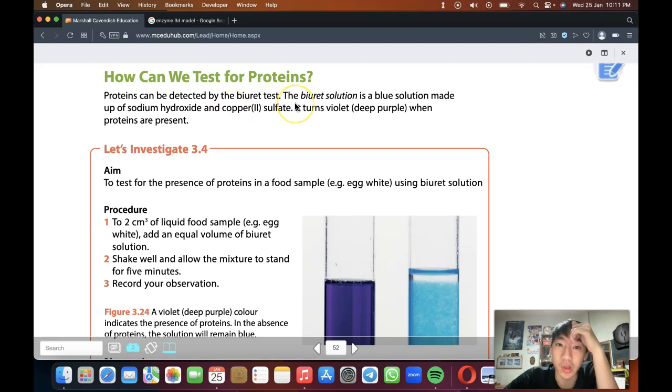The Biuret solution is a blue solution made up of sodium hydroxide and copper II sulfate. In different schools, some schools put it together already and give it to students, but in Juyin it is given separately. So this Biuret solution is actually two different liquids mixed together in specific amounts. You will see how to do it later. This Biuret solution will turn violet or deep purple when proteins are present.